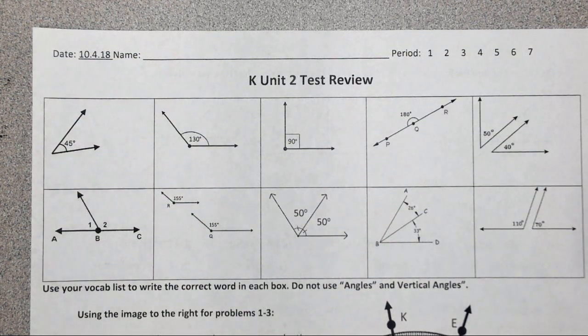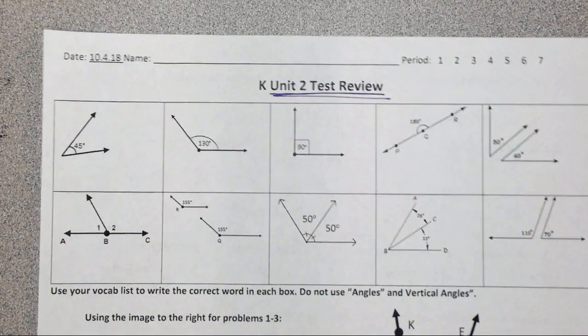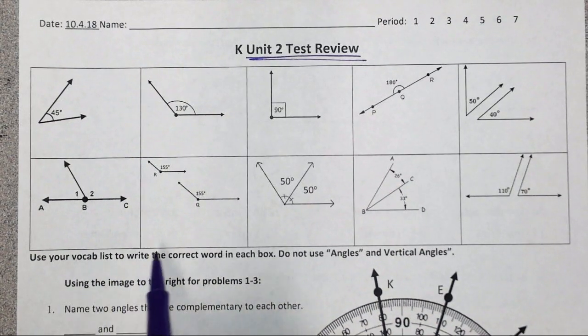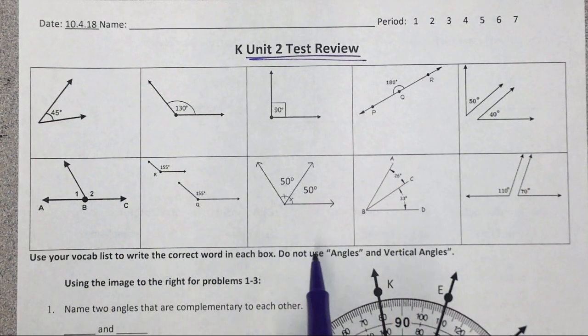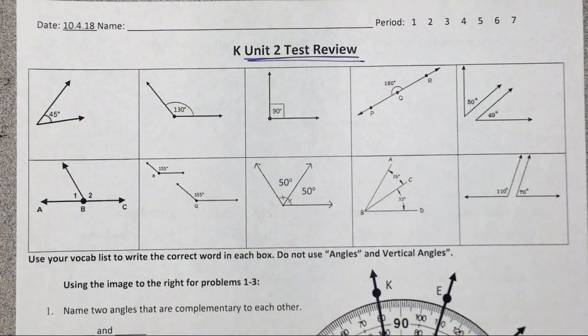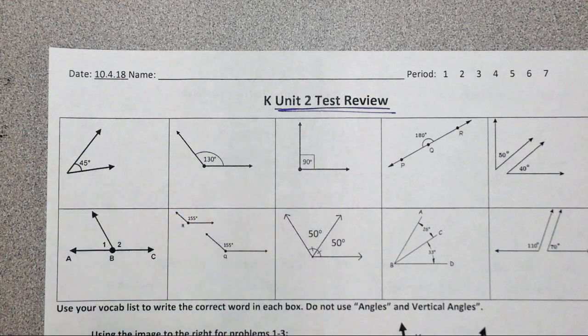Alright, so I'm going to be working the K Unit 2 test review for your test tomorrow. The first couple of questions, it says use your vocab list to write the correct word in each box. Do not use angles or vertical angles. Okay, so if we take a look at this first angle, it's a 45-degree angle.